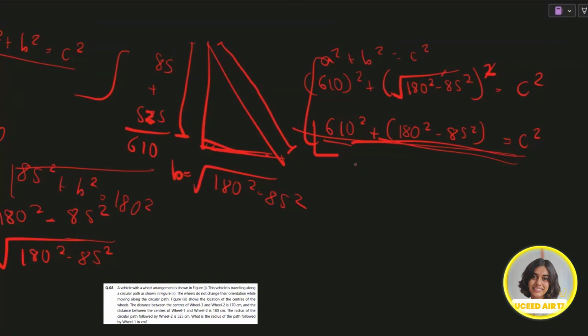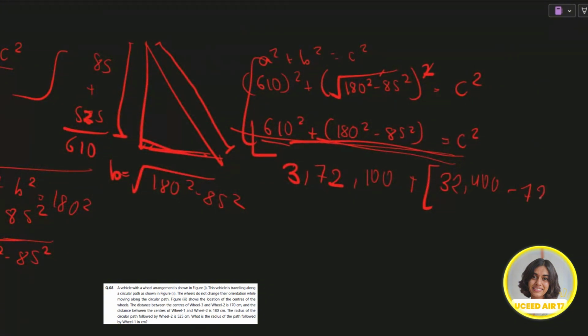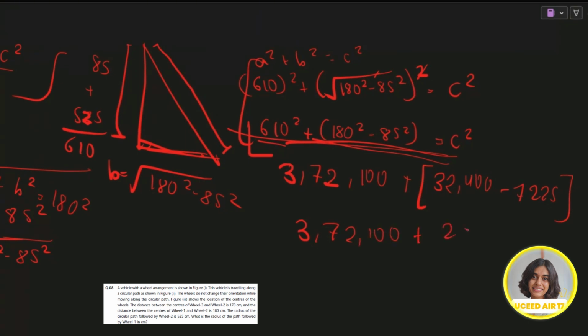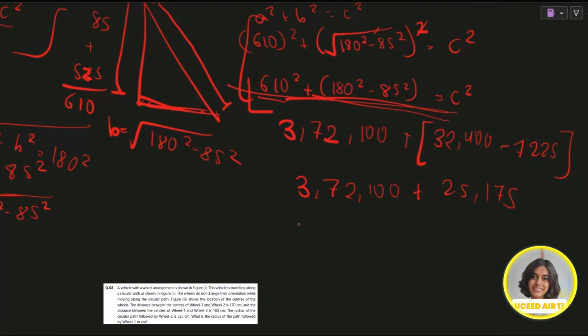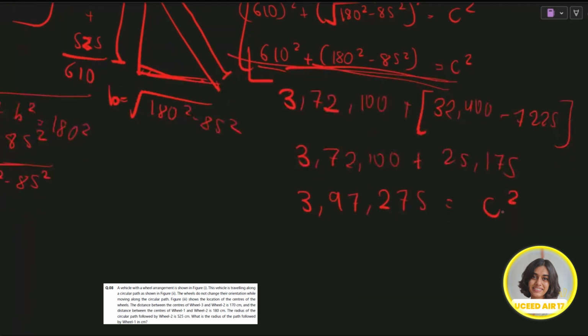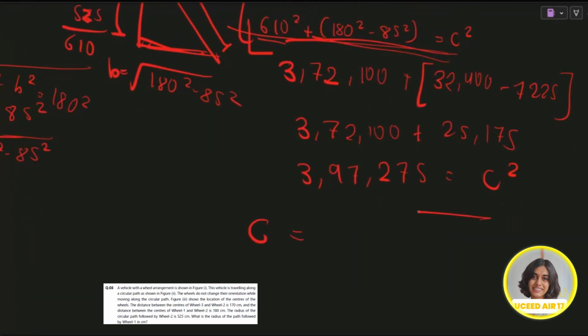610 square is 3,72,100 plus 180 square is 32,400 minus 85 square is 7,225, which comes down to 3,72,100 plus 25,175, which is basically 397,275 is c square. Okay, now to find c का value, you have to under root this.